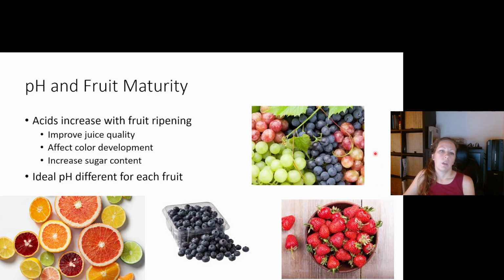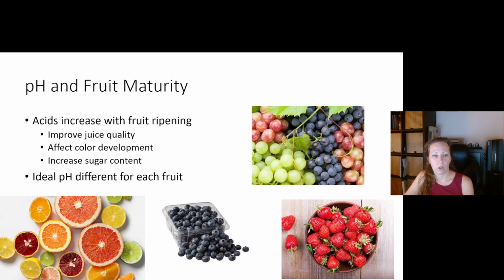So with winemaking, for example, the pH is extremely important. We've talked about how yeast is important and affected by pH. But the pH is going to vary and the sweetness is going to vary by grape variety. Citrus are unique in that they really don't ripen once they've been picked. Some fruits do, but some definitely do not.